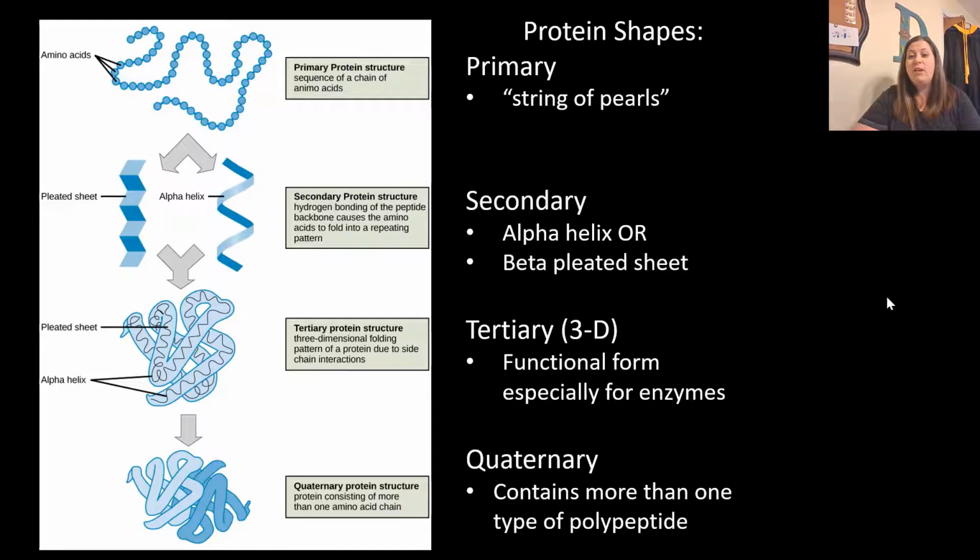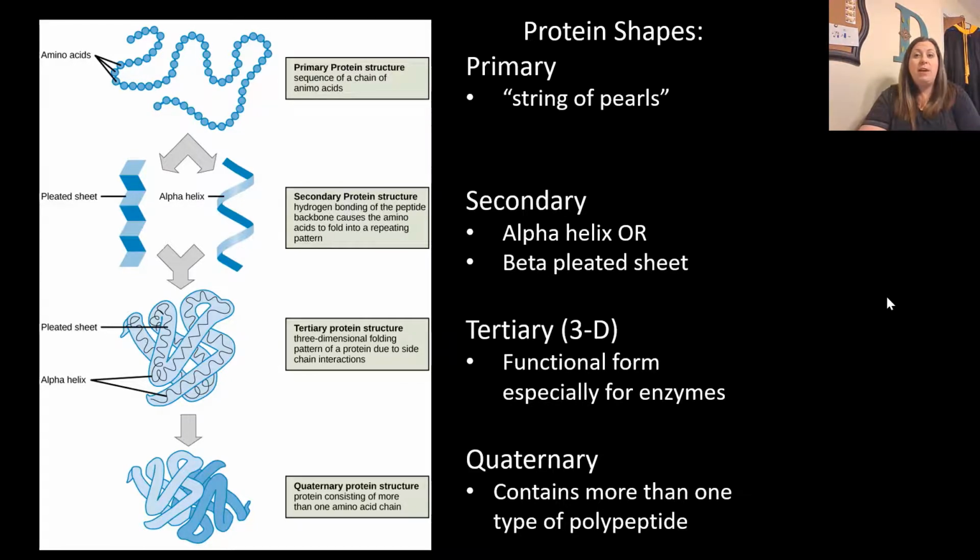This contains more than one type of polypeptide. So you'll notice there's a light blue polypeptide that's going to be bound to a dark blue polypeptide chain. And so these two working together make that functional protein. Okay, so some can be functional at the tertiary, others have to be functional in the quaternary stage. Now, this folding is so important because if a protein unfolds, it no longer works.